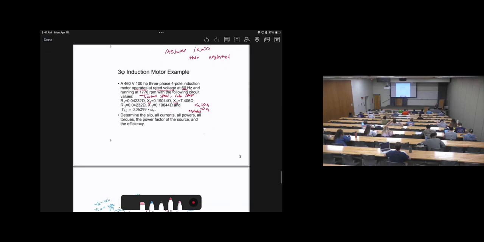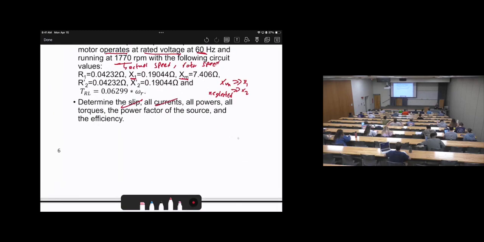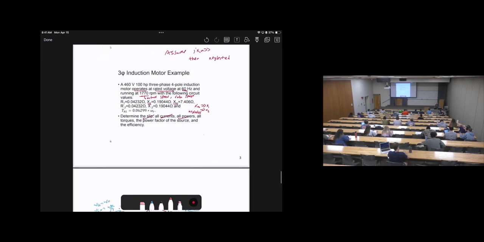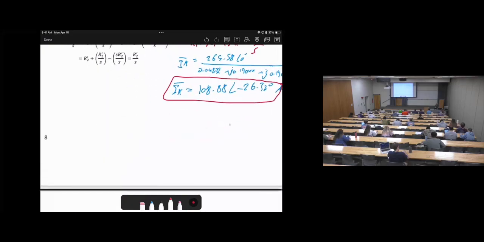Let me just read the question to make sure what else we need to calculate. So we need to calculate all slips, currents. Now we need to calculate all of the powers: P in, P out, stator winding losses, rotor winding losses, etc. So let's calculate the losses first.